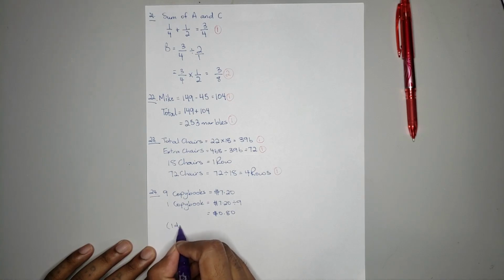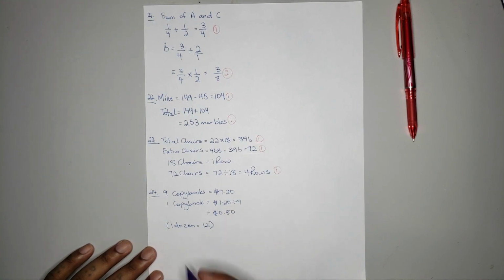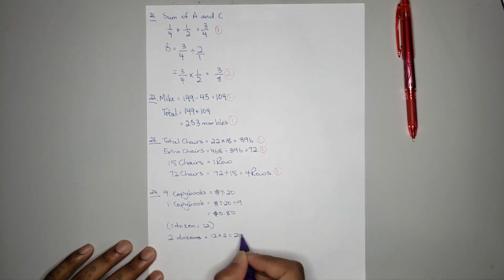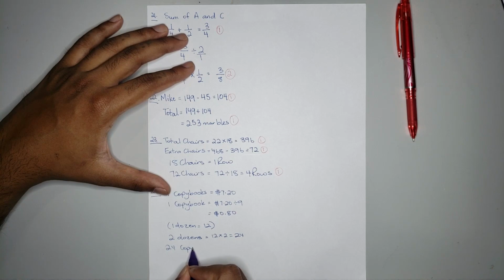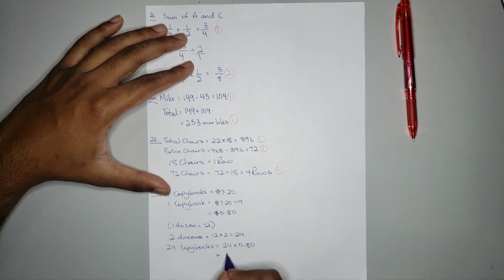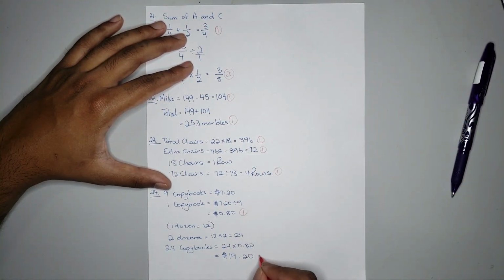So 80 cents is equal to 1 copybook. You know 1 dozen is equal to 12. It is 2 dozens, so 2 dozens is equal to 12 multiplied by 2, which is equal to 24. So you want to know the cost for 24 copybooks. So 24 copybooks is equal to 24 multiplied by the cost for 1, which is 80 cents. And we get $19.20. 1 mark here. Okay.